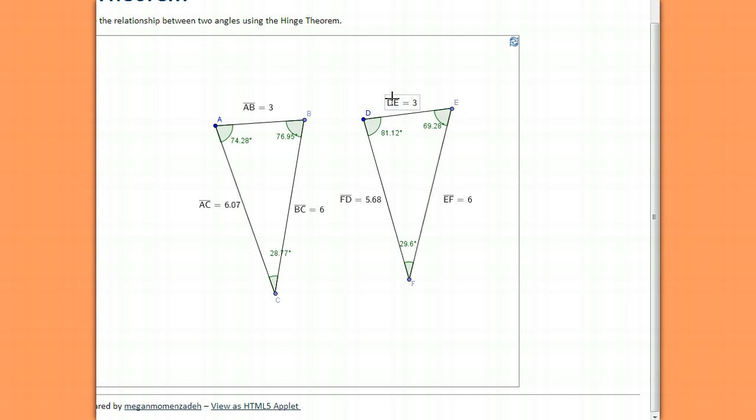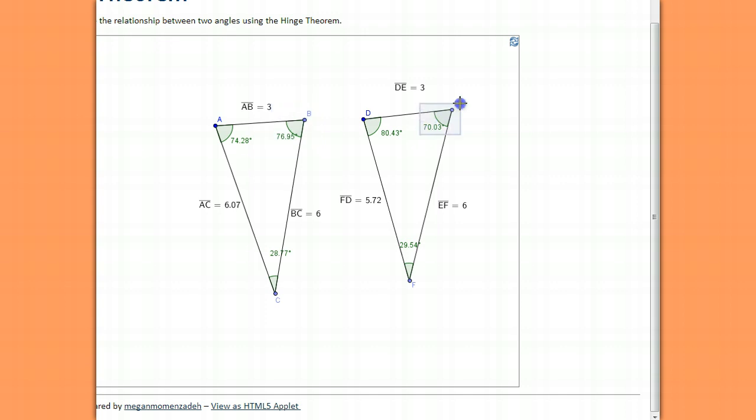So now we're looking at the angle between them. Here we're looking at this 70.3, the angle E, and in the first triangle on the left, we're looking at this angle here, angle B. Okay, so the Hinge theorem says if you have two pairs of sides congruent, and we do, AB congruent to DE, BC congruent to EF, the angle that is between those two pairs of sides, 76.95 degrees, basically 77 degrees.